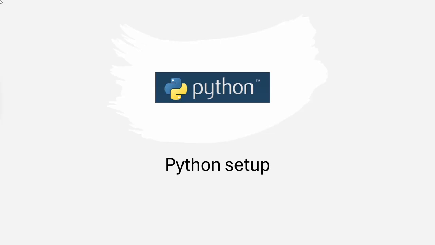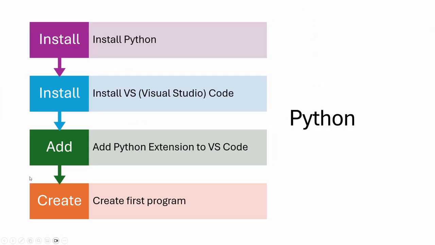All right, welcome. In this video, we're going to learn how to set up your computer in order to be able to write Python programs. So there's actually a few steps that we're going to have to take in order to do that. The first thing that we need to do is install Python.